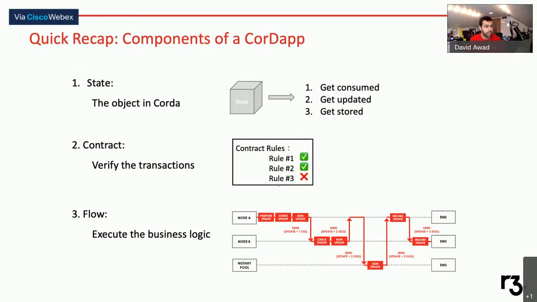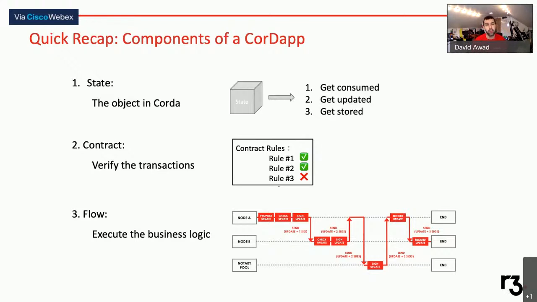That being said, our last piece of the puzzle is flows. So a flow is sort of the means through which you can execute transactions. I described to you earlier that a contract lets you validate a transaction. A flow is the way that you actually trigger a transaction.